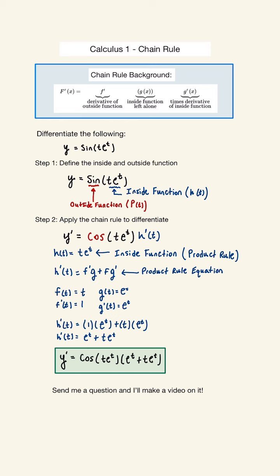After determining our h prime of t, we can plug this back into our original expression for our derivative. What we're left with is y prime is equal to cosine of t e to the t multiplied by e to the t plus t e to the t.